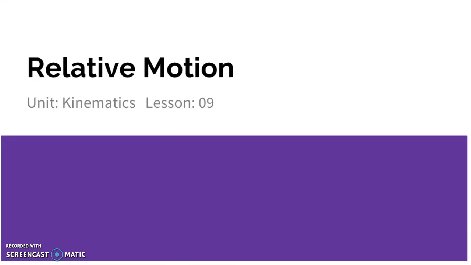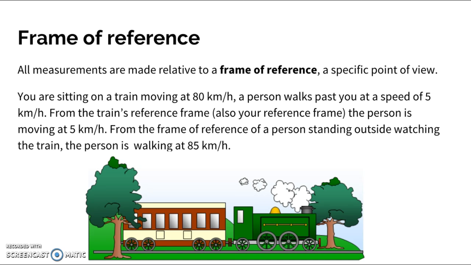Hi everyone, so today we're going to talk about relative motion. If you remember, I think it was probably the first lesson we talked about frames of reference. All measurements we make are relative to a frame of reference, which is a way to say a specific point of view. The best way to see what I mean by this is by example. This is the same example I mentioned before.